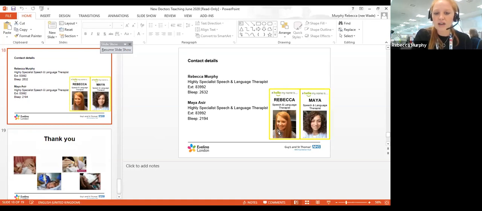So myself and Maya are the main therapists on the neonatal unit. You might see a couple of others up there as well, but we're the ones that are there most of the time. And that's our information if you wanted to talk to us about any of the patients.